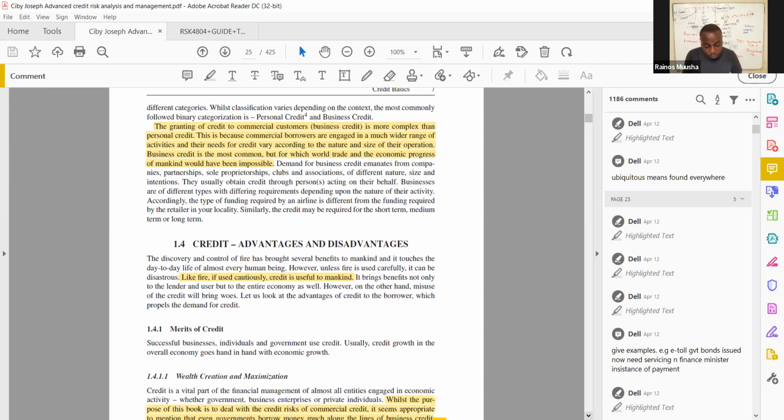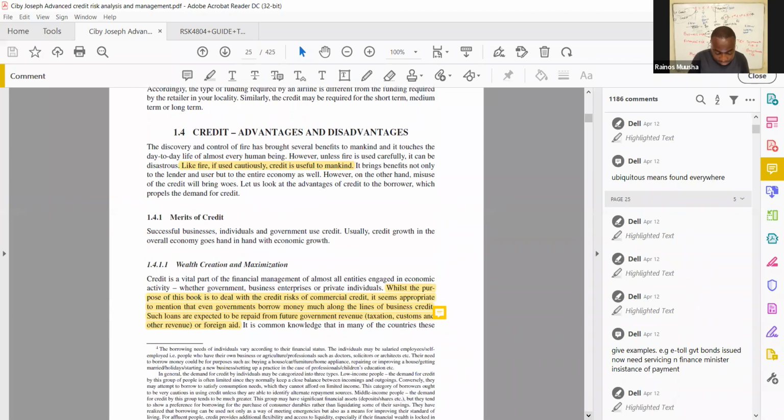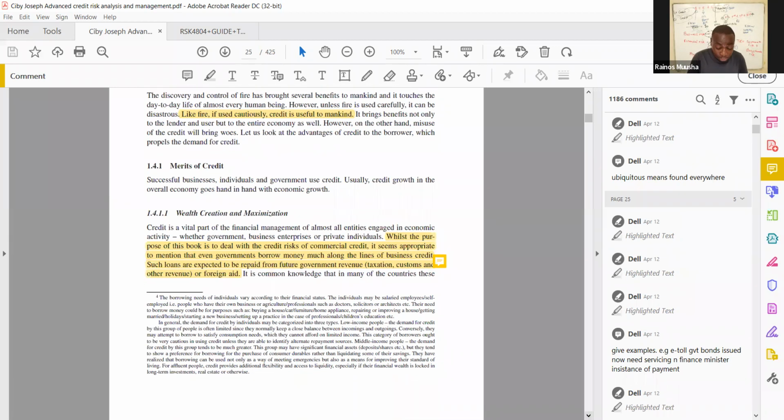On section 1.4, we look at credit advantages and disadvantages. So we now need to say exactly what are the advantages of having credit within an economic system, and what are the disadvantages of having credit within an economic system? So here they say, like fire, if used cautiously, credit is useful to mankind. When they talk about the merits of credit, you are looking at the advantages of having credit within an economic system. And the first advantage they discuss here is wealth creation and maximization.